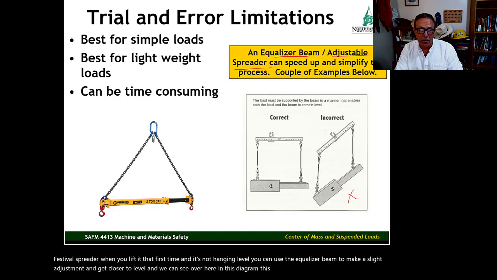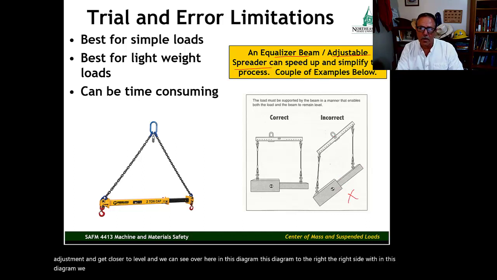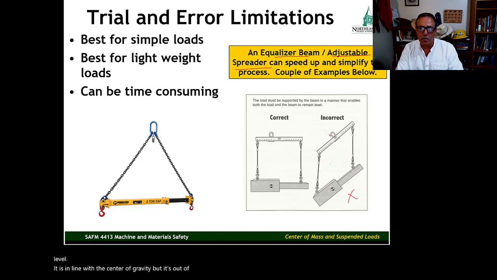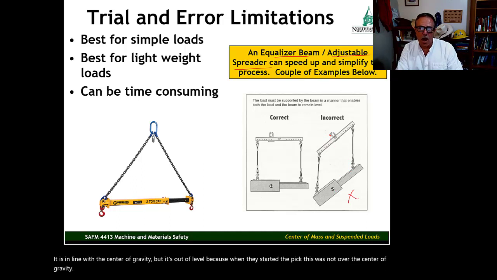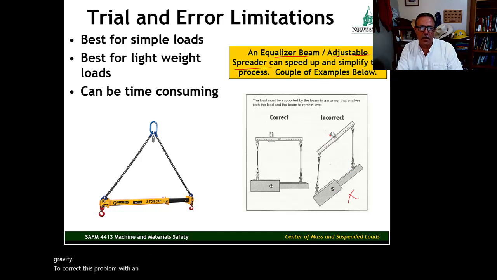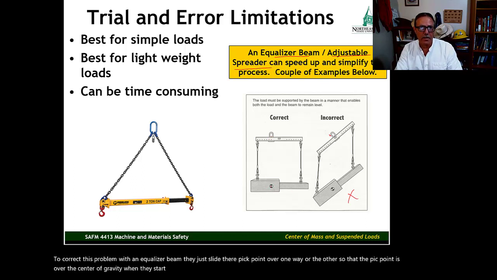to the right side within this diagram, we see a load where the pick point, illustrated by that hook, is not in line with the center of gravity and it's hanging out of level. Actually, it is in line with the center of gravity, but it's out of level because when they started the pick, this was not over the center of gravity. To correct this problem with an equalizer beam, they just slide their pick point over one way or the other so that the pick point is over the center of gravity when they start the lift, and they're able to maintain level throughout the lifting operation.